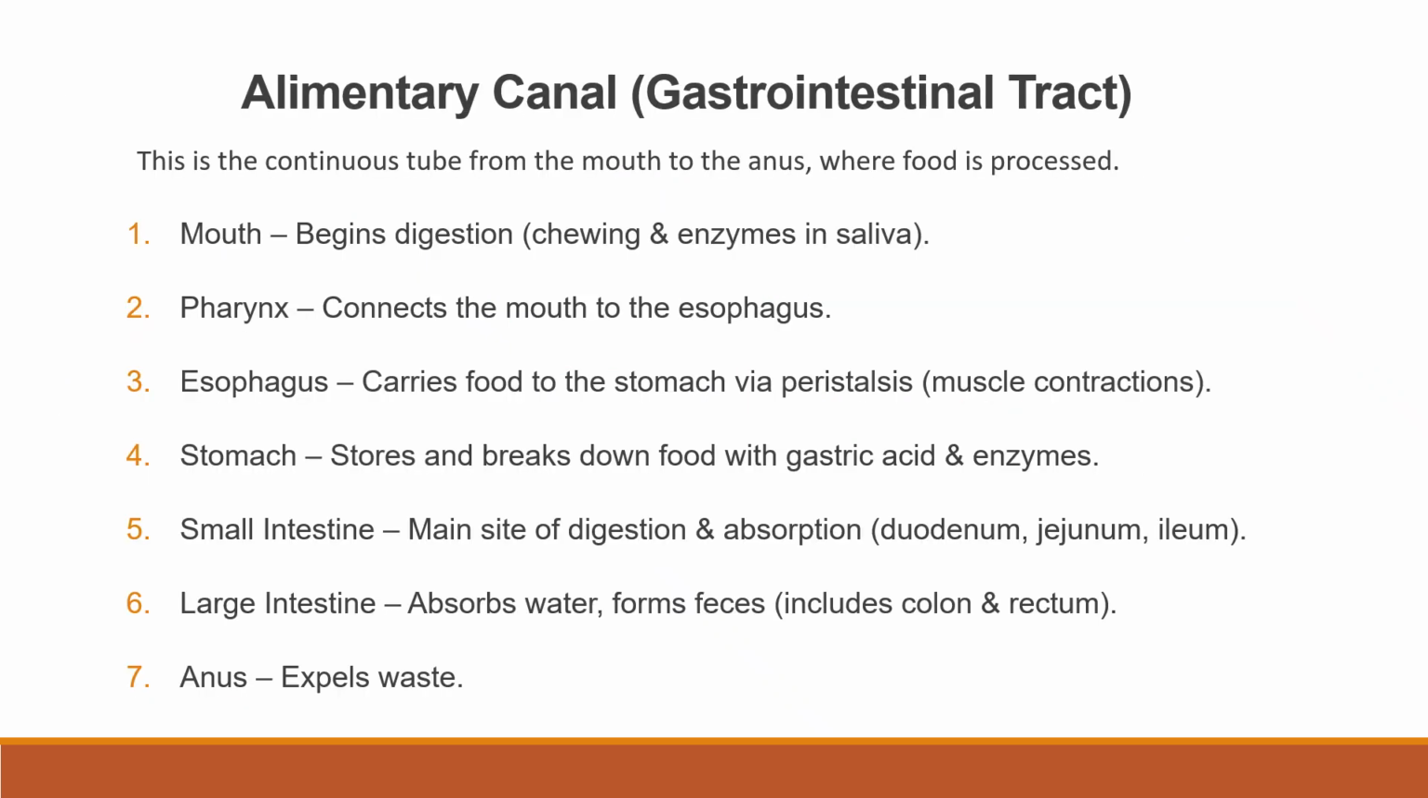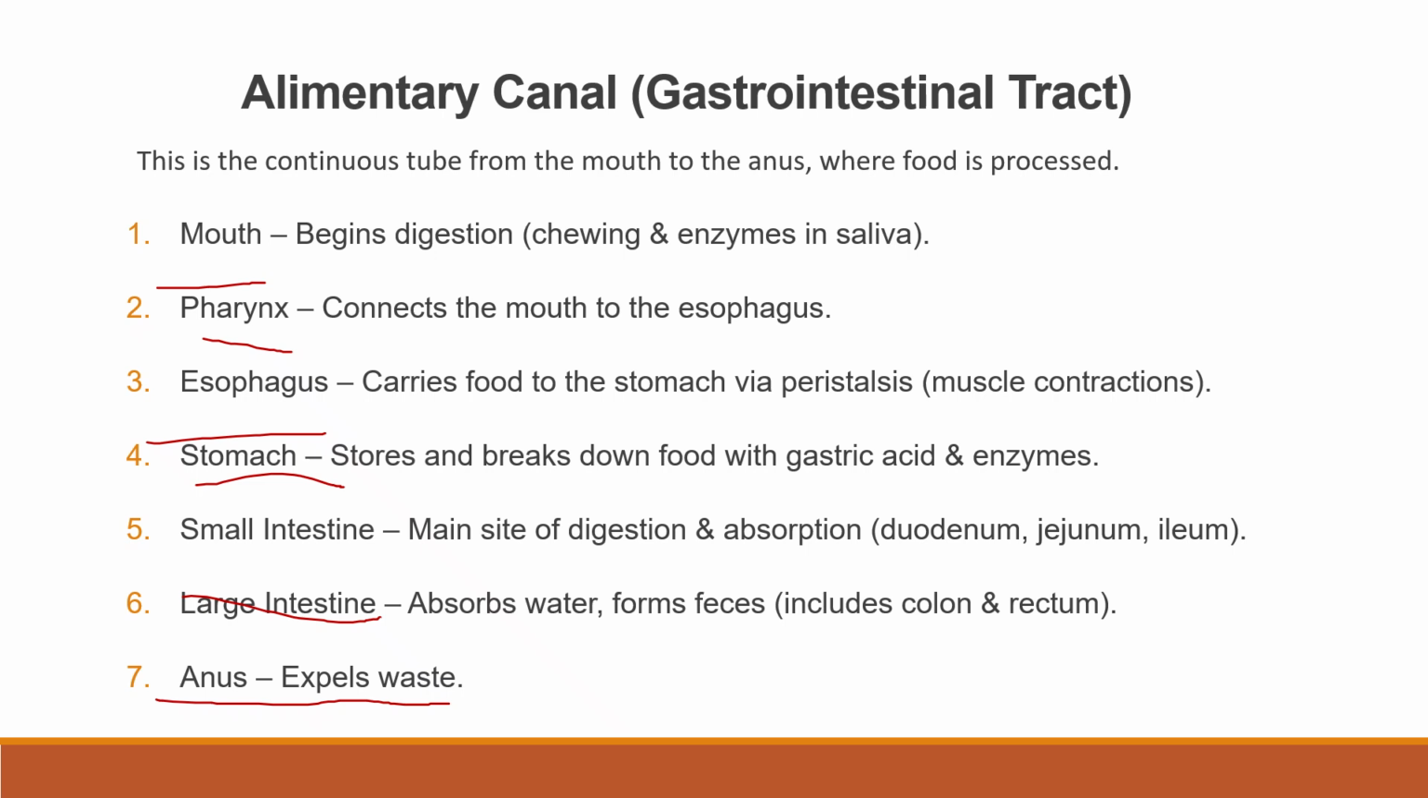From this slide, we are going to start the alimentary canal, or our gastrointestinal tract. In the beginning, I told you the digestive system is divided into two types, the alimentary canal and the accessory digestive organs. The alimentary canal begins with the mouth. Here we can see the mouth, next the pharynx, esophagus, stomach, small intestine, large intestine and the anus. These are the parts of the alimentary canal.